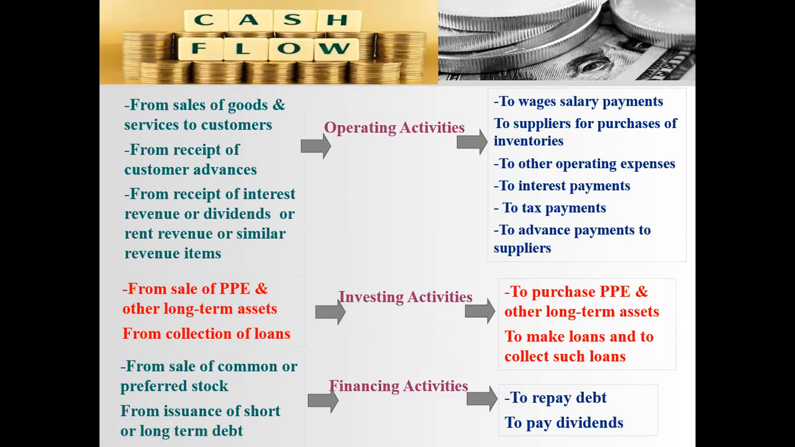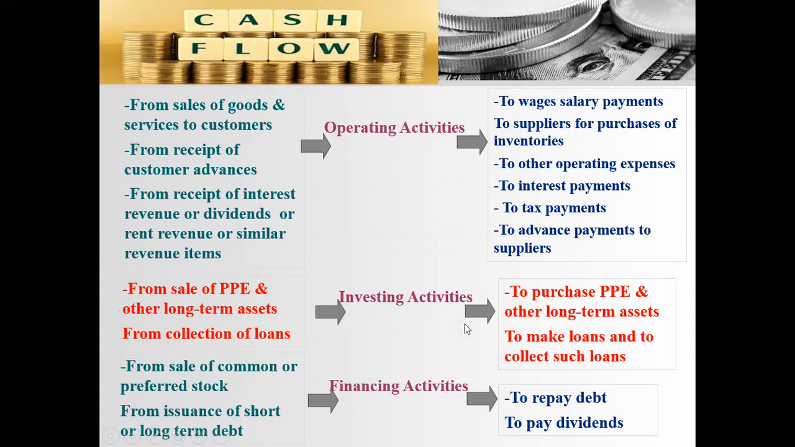So I made a map for you for the operating activity. Here, from the sales of goods and services, this is an inflow. From the receipts of customer advances, this is another item. Receipts of interest or dividends or rent or similar. So all of these are inflows. Then wages I'm paying, purchases of inventory from suppliers, I pay operating expenses, I pay interest, tax payments, advance payments. So I pay for the operating activities. So this represents the types of operating activities, here inflow, and this is an outflow.